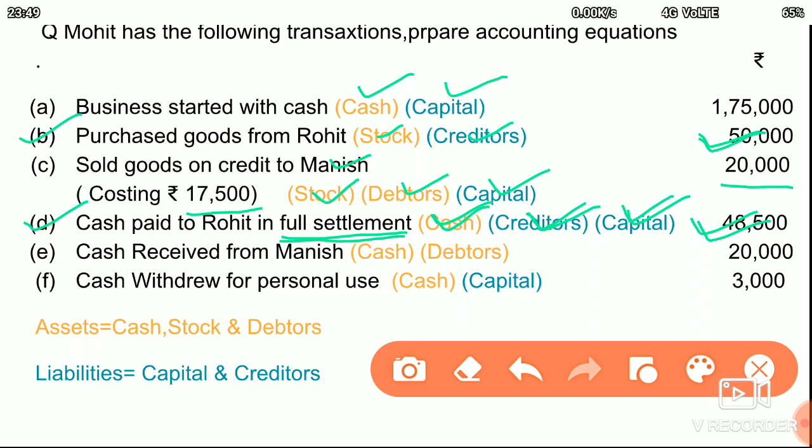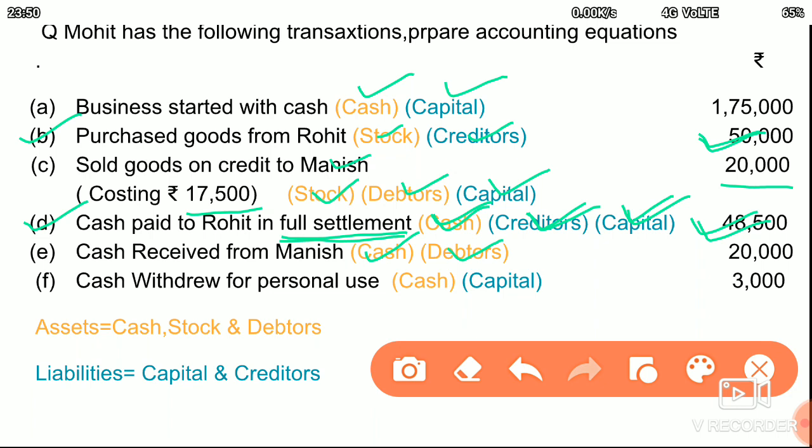Number E, cash received from Manish. Now cash is being received from Manish. Manish is the debtor who is paying cash to the business. So the business is receiving cash. So the cash account will get affected here. And Manish is the debtor. So even debtor's account will get affected in this transaction.